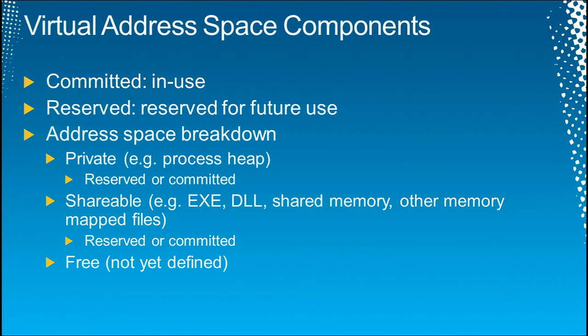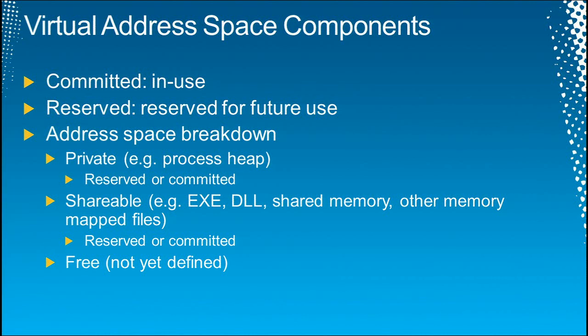When you take a look inside the address space, there's 3 types of memory: private memory, shareable memory, and free memory. Private memory is memory that represents data that's just for use by the process. A great common example is the heap. Every process has a heap that the language runtime will allocate from. When the process wants to allocate a variable or a data structure, it comes from the heap.